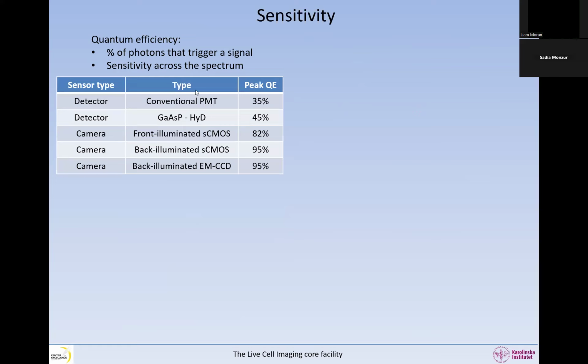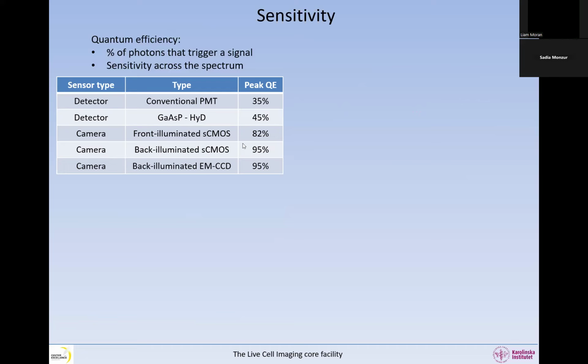For a detector like a conventional PMT, which is the type of detector that we have on point confocals, the peak quantum efficiency, so the highest, depending on the wavelength, is going to be 35%. So 2/3 of the photons that actually make it all the way through the filters and everything to the sensor are lost. Only 1/3 is detected. If we look at gas detectors or HyD, we're at about 45%, but anyway, more than half of the photons are not detected.